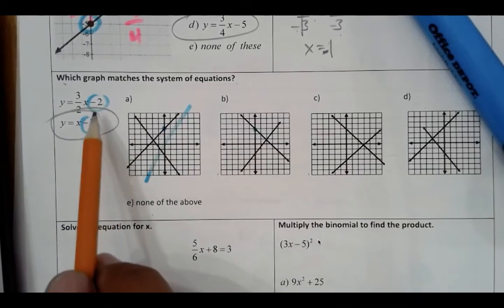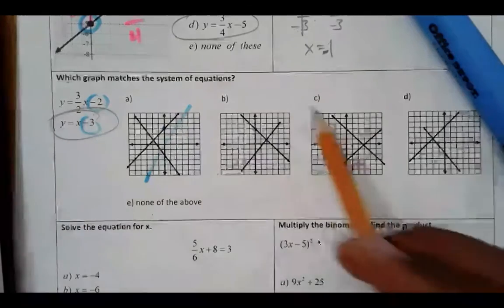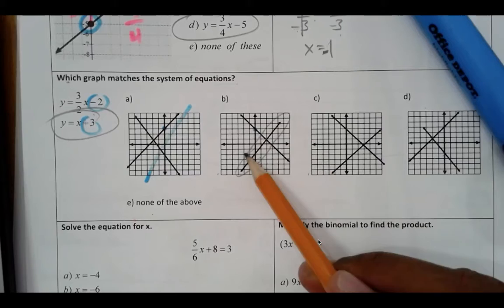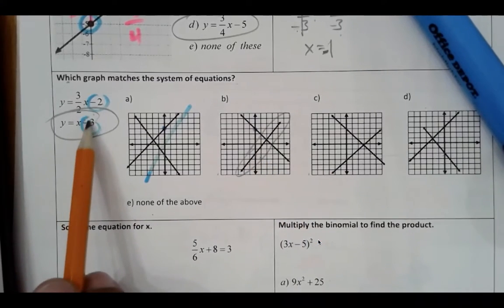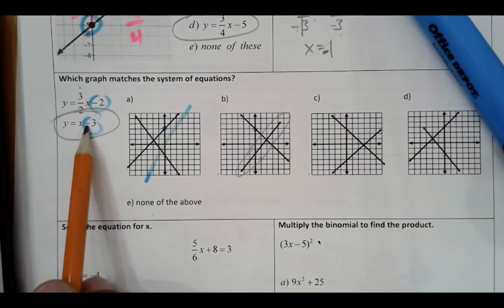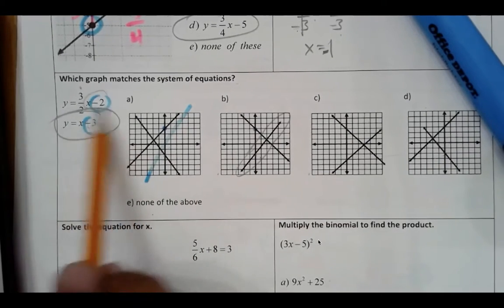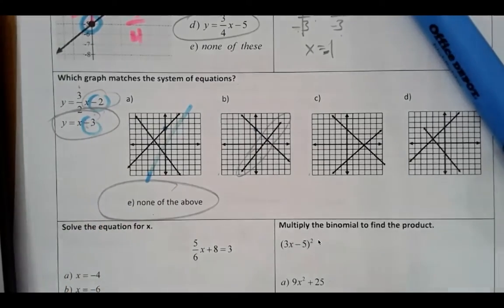And the one that has -2 is supposed to have a positive slope. So the one that looks even closer to that would probably be this one, because this one right here is a positive slope and it starts at -2. But because I don't have any of these with a negative y-intercept of 3 and a y-intercept of -2 at the same time, I would go for none of the above here.